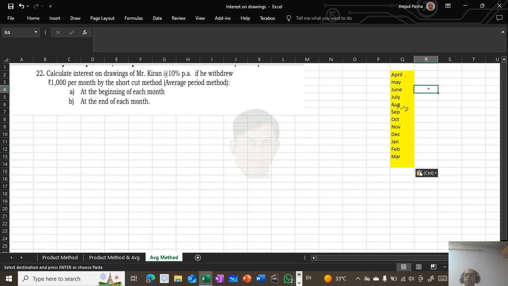Now, what is the formula? First of all, write down the formula. Which method? It is the shortcut method, average period method. So what is the formula? Interest is equal to amount withdrawn into rate into average period. This is the master formula always, the standard formula. Only the average period will change.